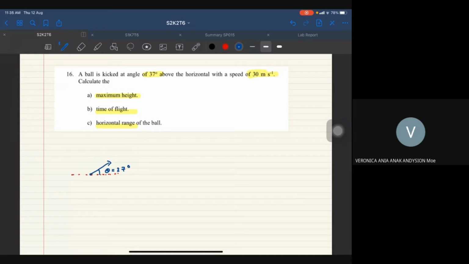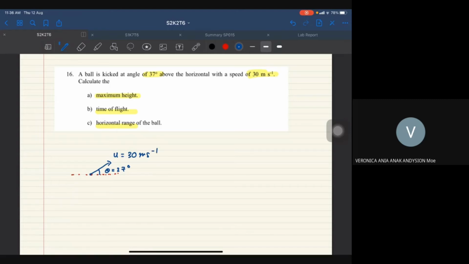Kita try, don't worry. So walaupun okay, dia kata the ball is being kicked above the horizontal tu, maksudnya dia punya direction lah. Tapi the speed tu represent the speed of the ball. So that one is actually your U. Okay. Jangan confuse dengan word horizontal tu. So horizontal tu maksudnya untuk yang direction je, dia punya angle dia tu.